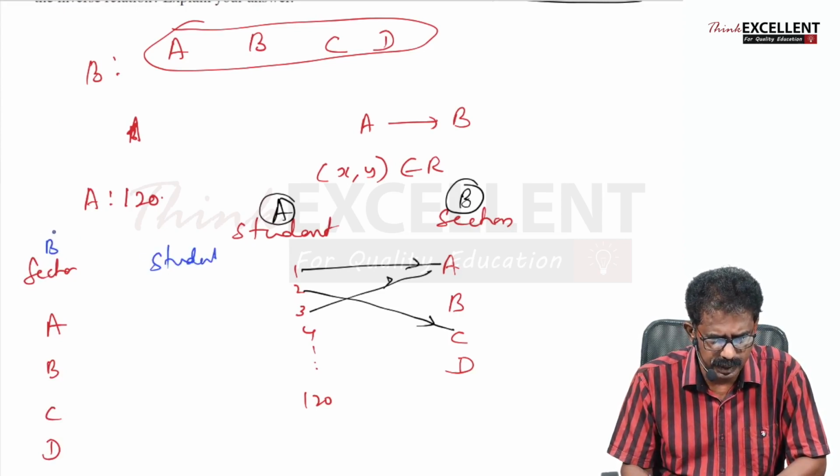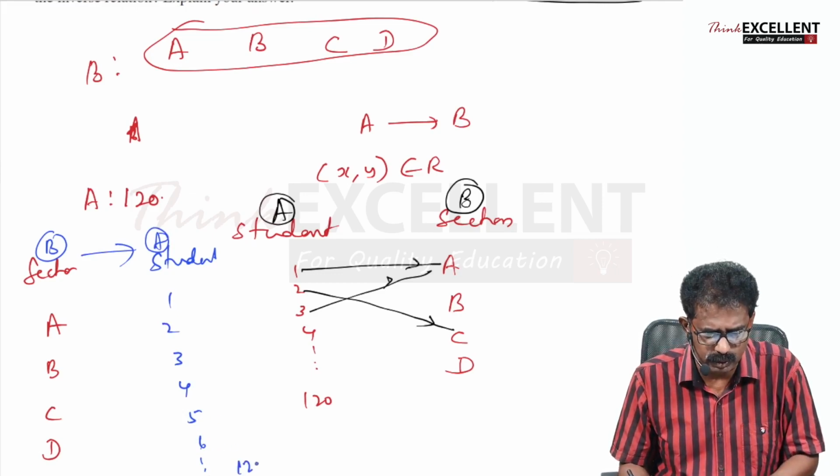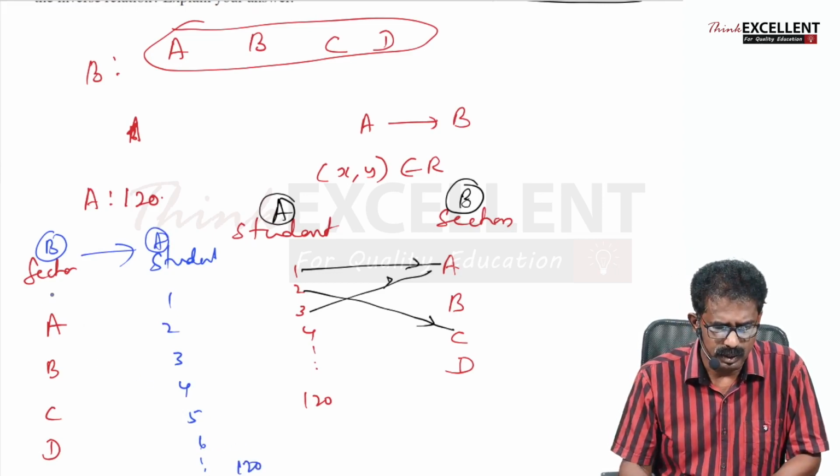So this is B and this is A. Now we have to see B to A. Students 1, 2, 3, 4, 5, 6. Now we have to check whether it is a function. So how many students are there? 120 students are there. So okay.